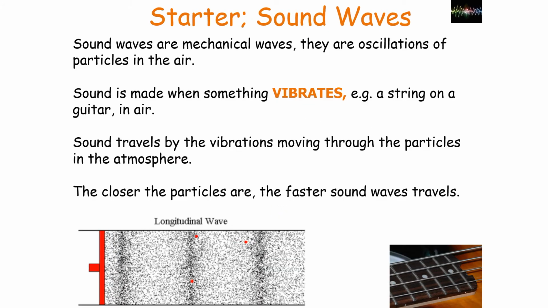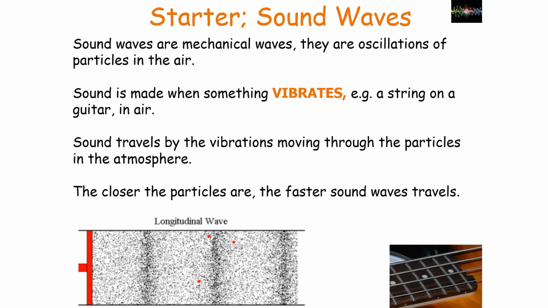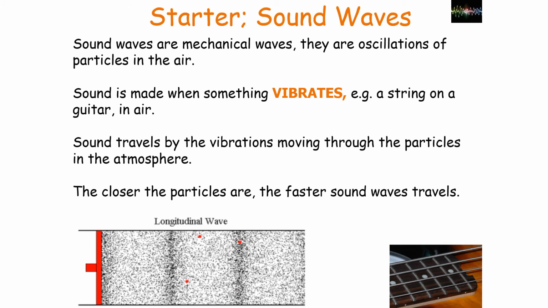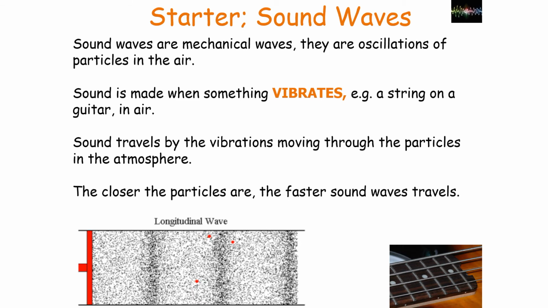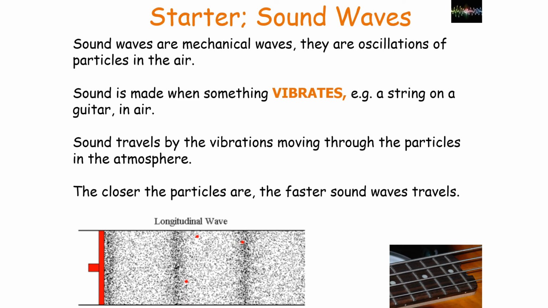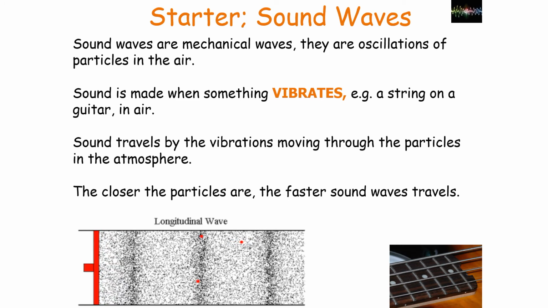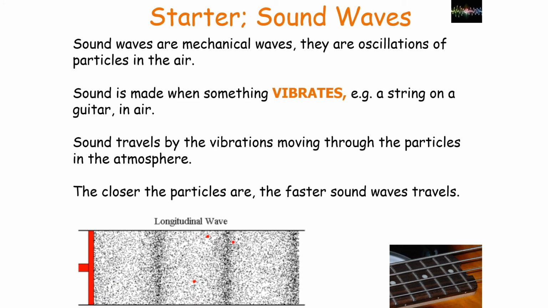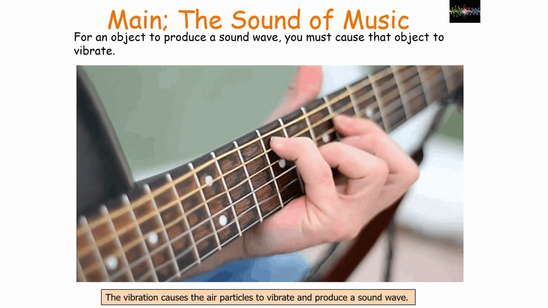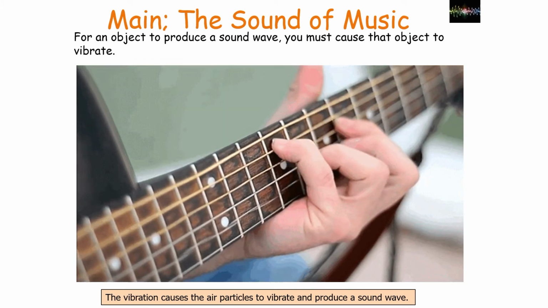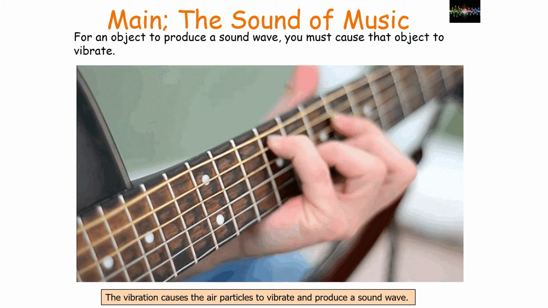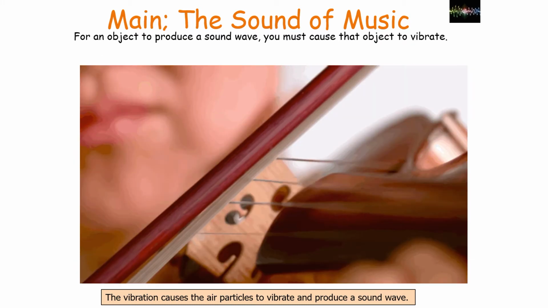Now sound waves are mechanical waves, so they're oscillations of particles in the air. So sound is made when something vibrates. For example, a string on a guitar in the air. Now sound travels by the vibrations moving through the particles in the atmosphere. The closer the particles are, the faster the sound wave travels. So for an object to produce a sound wave, you must cause that object to vibrate. The vibration causes the air particles to vibrate and to produce a sound wave.